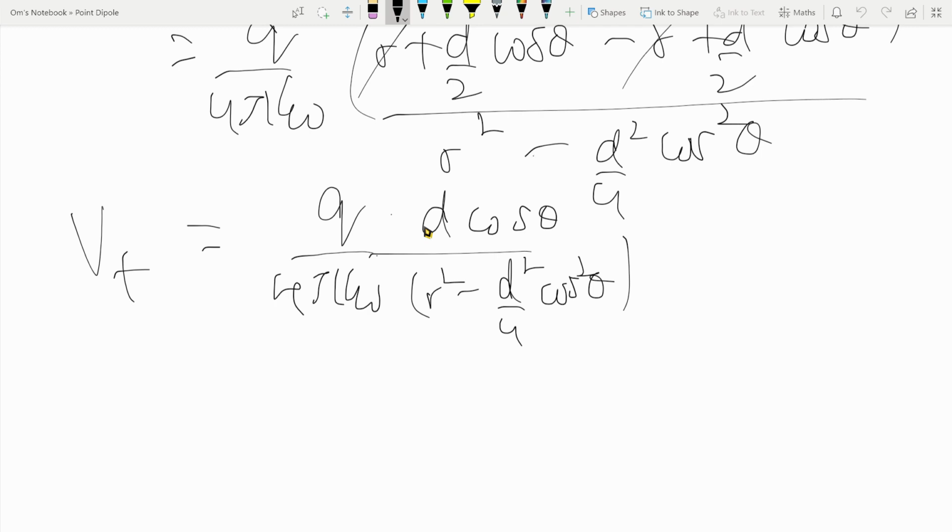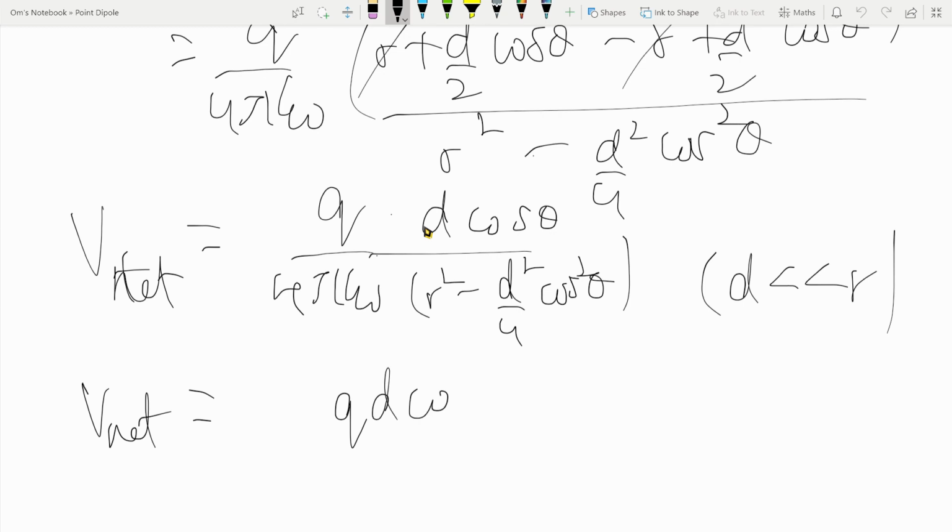So it turns out that we can simplify a lot more using our assumption, that is d is much smaller than r, and since it's much smaller than r, we can approximately consider d square by 4 cos square theta to be 0. We can just neglect the quantity. So what we finally come up with is V net is equal to q d cos theta by 4 pi epsilon naught r square.